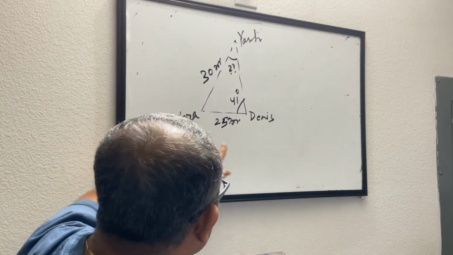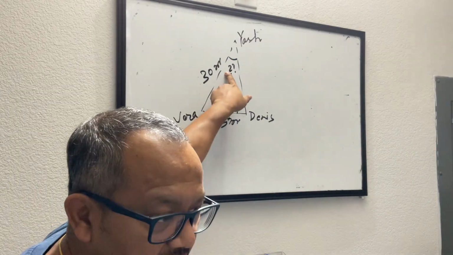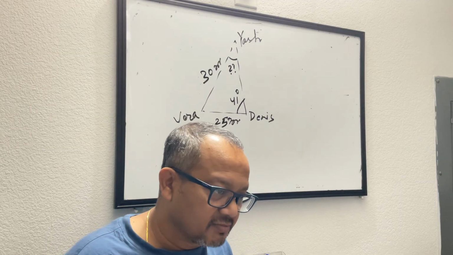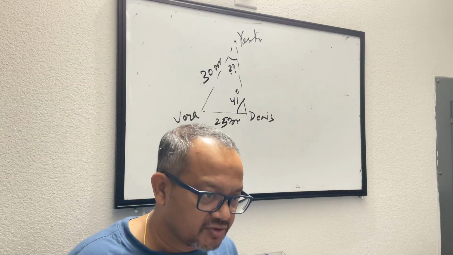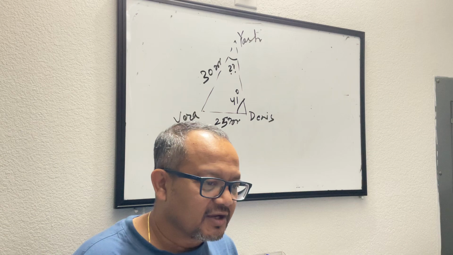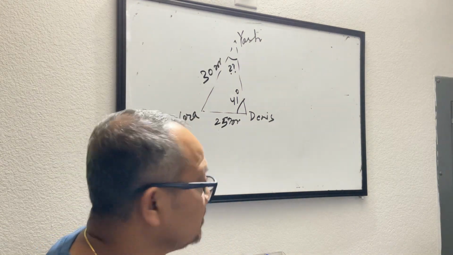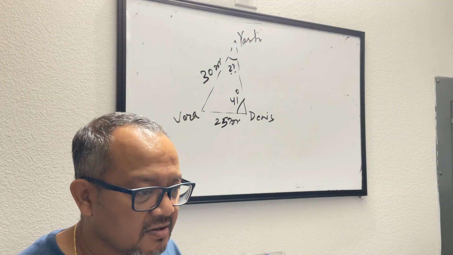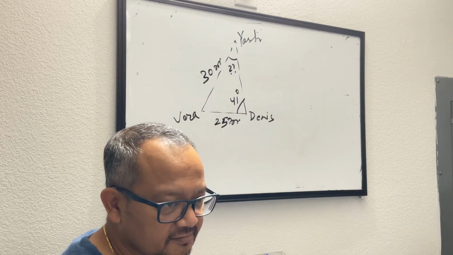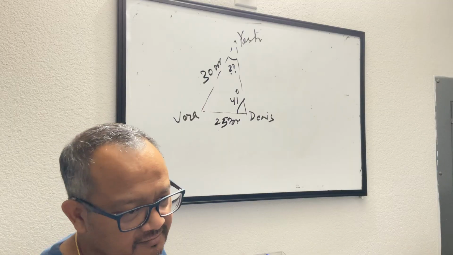This is 30 meters, this is 25 meters, this one we don't know. This is 41 degrees, we don't know this one. Now the question to you guys is, how would you approach this problem? Solving would be easy. How would you approach this? Which law would you use here? Law of sine, law of cosine. Law of cosine. Because you only know one angle.